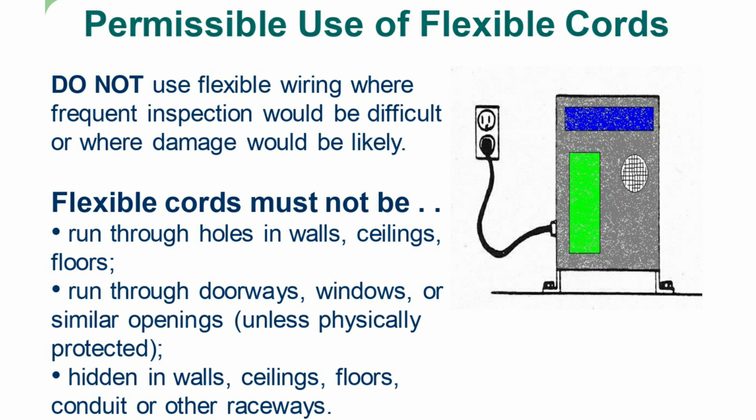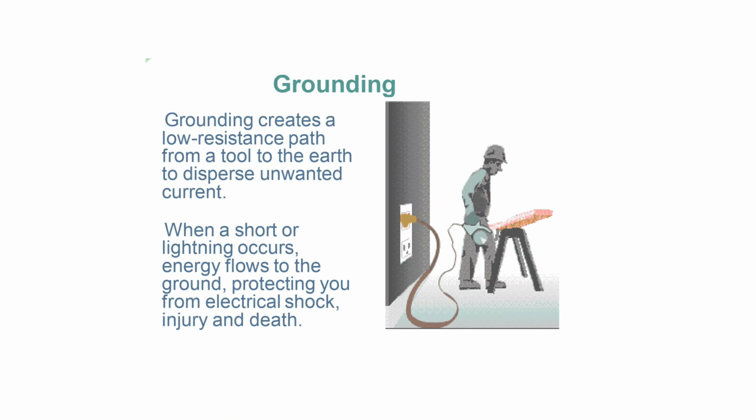Permissible use of flexible cords. Do not use flexible wiring where frequent inspection would be difficult, or where damage would be likely. Flexible cords must not be run through holes in walls, ceilings, or floors, or through doorways, windows, or similar openings, unless physically protected. Do not hide them in walls, ceilings, floors, conduit, or other raceways.